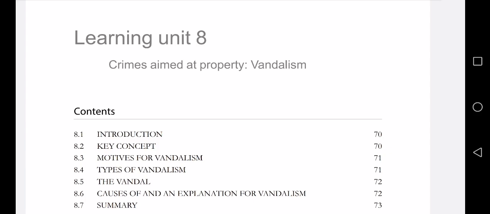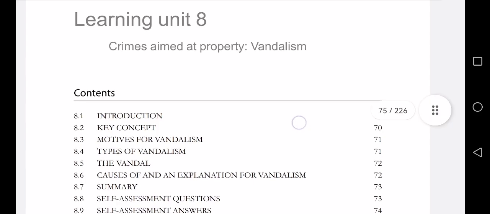Today is Wednesday, the 15th of February, 2023. The time is 7:30. Okay, we're doing CMY2602 Principles of Crime Prevention, Reduction, and Control. Today we're going to be doing study unit 8. Okay, you can see the contents there.